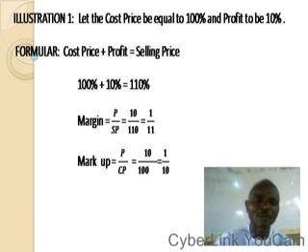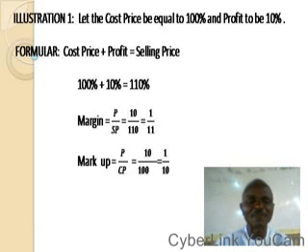To calculate the markup, we have profit divided by cost price. The cost price is 100% and the profit is 10%. 10 divided by 100 will give us 1 divided by 10. And now, illustration 2.